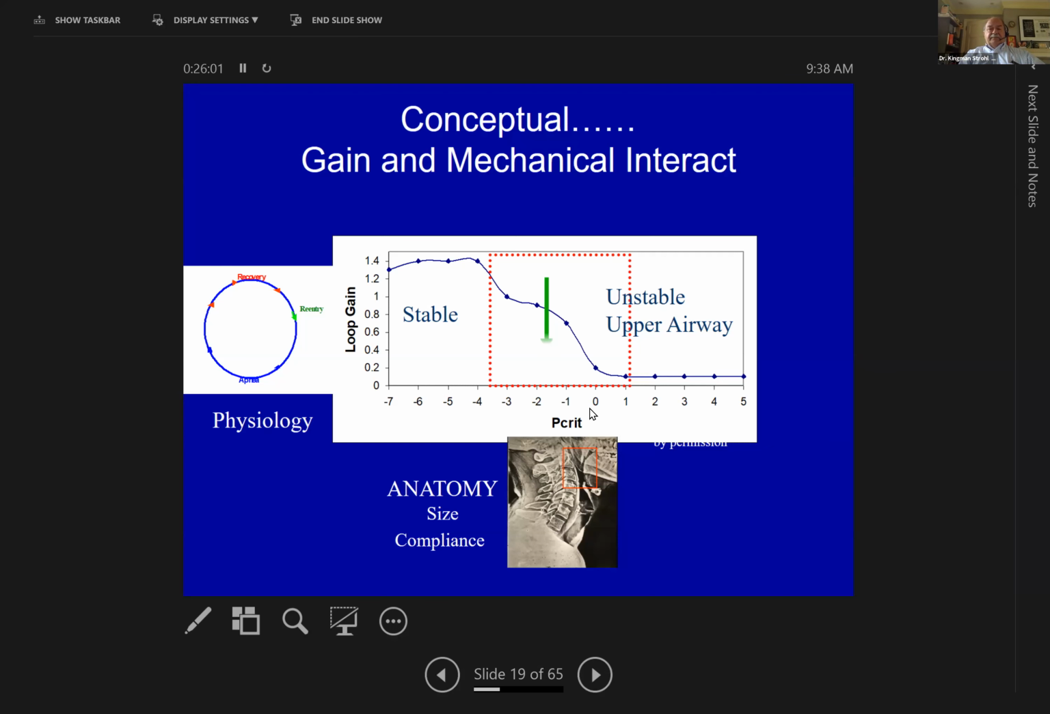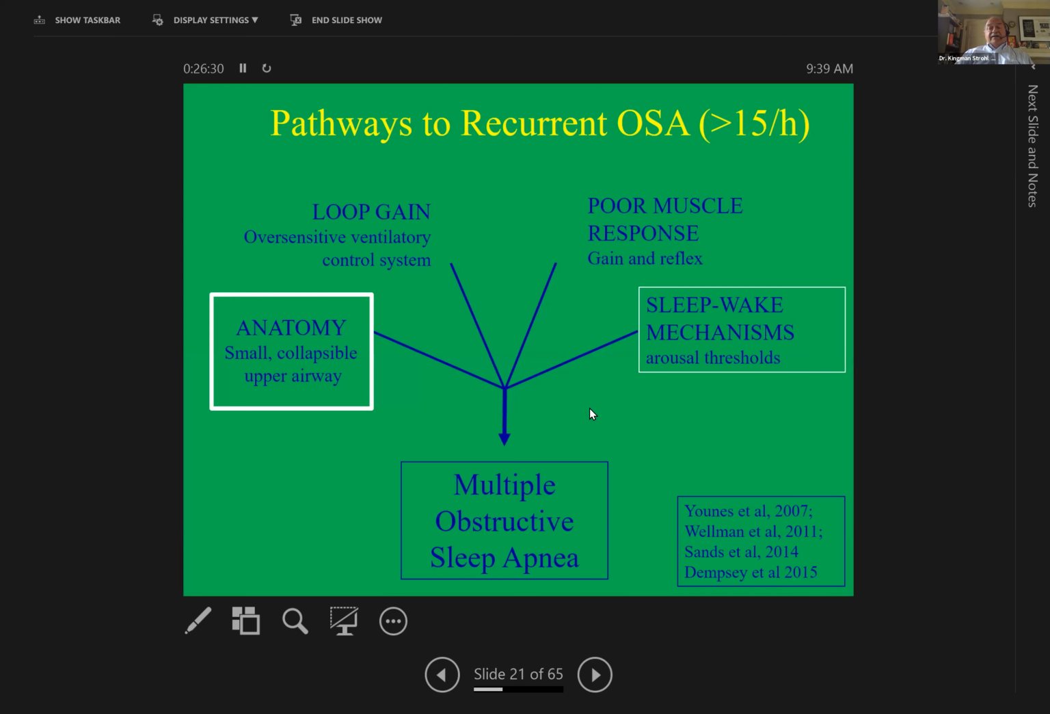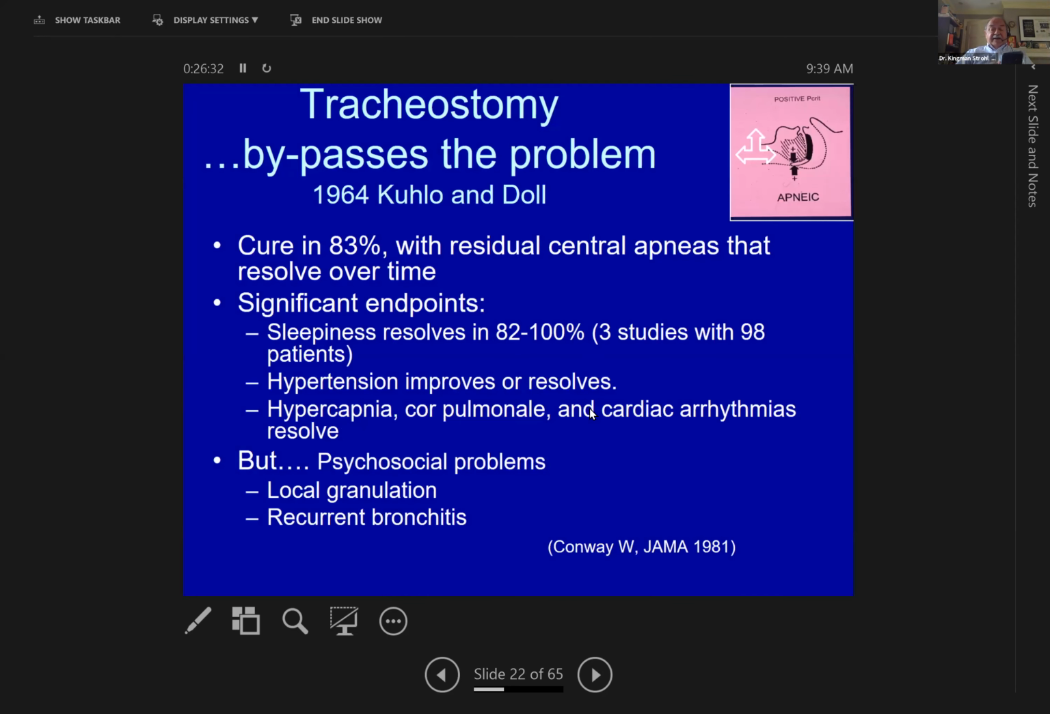Okay. So optimal OSA treatment will maintain upper airway patency during sleep, restore sleep continuity, retain adequate gas exchange, improve quality of life, sleepiness, and neurocognitive function, lower diurnal pressure, and decrease all-cause mortality. That's what I'm trying to define here: what a healthy situation is, and how you want to get to it. So what is it and what does it do? Anatomy is the biggest thing. So the tracheostomy, what does it do?